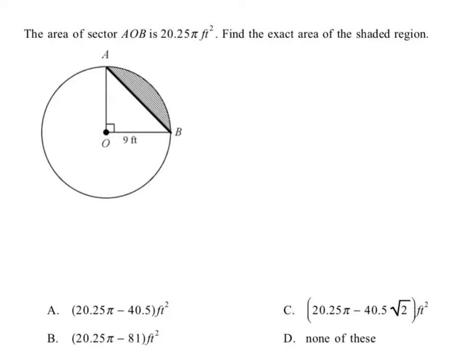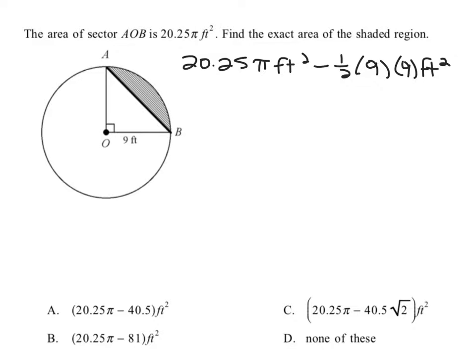So we would take what they gave us, which is 20.25 pi feet squared, minus the area of the triangle, which is 1/2 base times height, or 1/2 times 9 times 9. And of course, that will also have the units feet squared.